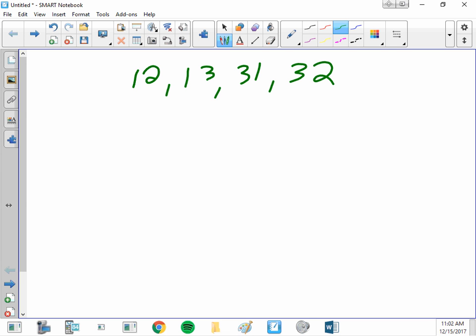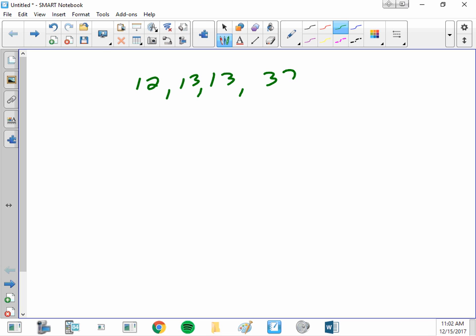1, 2, 1, 3. So now the box has changed: 12, 13, 13, 32, 33, and 33. What is the probability of drawing a sum of 4? Well, it would be 2 out of 6, which would be 1/3.